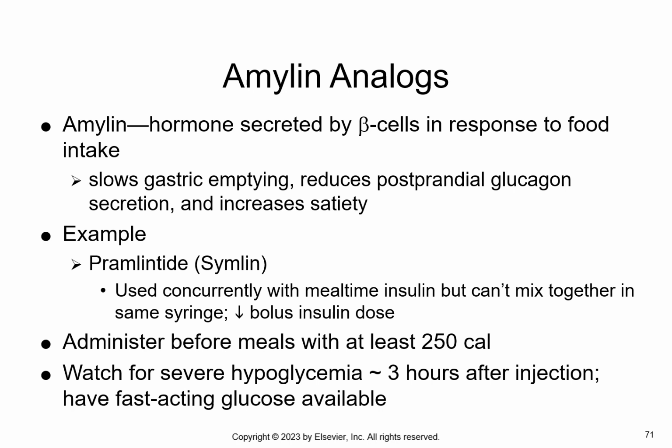Amylin analogs. Pramlintide, Symlin, is the only available amylin analog. Amylin is a hormone secreted by the beta cells of the pancreas in response to food intake. It slows gastric emptying, reduces glucagon secretion, and increases satiety.